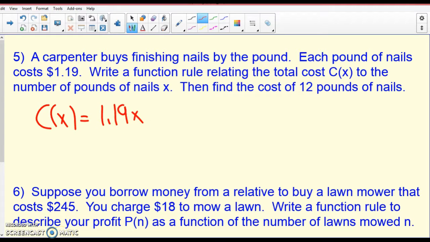Yep, that's the change. The change is 119 per pound. Now, what's the starting value in this? Isn't it 0? 0 pounds, $0. So the starting amount is 0, so we don't have plus anything. Now, if we want to find the cost of 12 pounds, we'll do C of 12 is 119 times 12. What do we have there? 119 times 12 is $14.28.